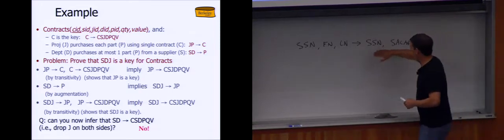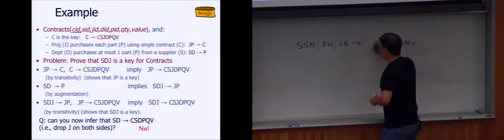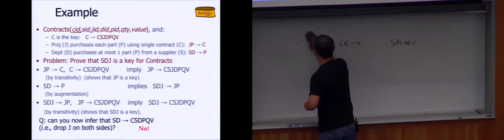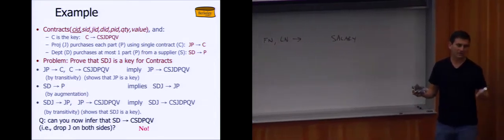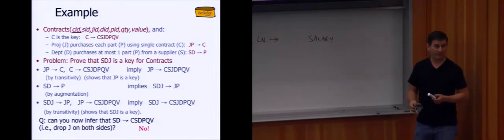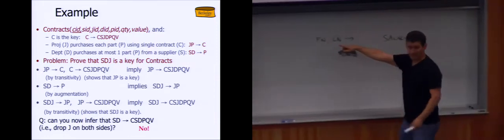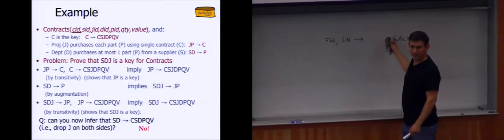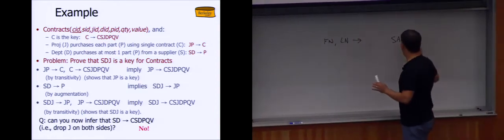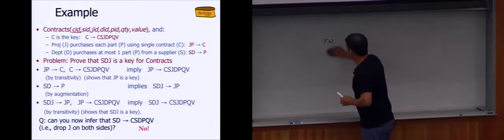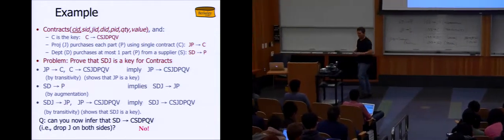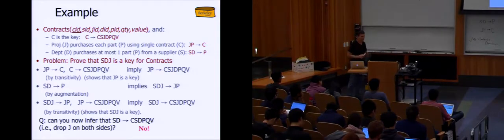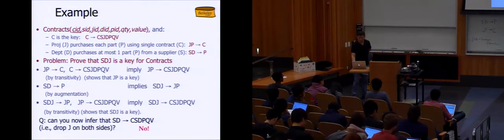I'm just going to erase SSN from both sides. Now what we're saying is everybody named John Doe makes the same salary, which is clearly not necessarily true based on what we said before. So if you drop the key from the left-hand side, this certainly won't make sense, right? So you can't just drop things from both sides. This is not like division or multiplication or whatever. So beware. You with me?